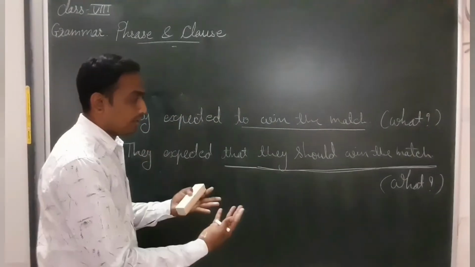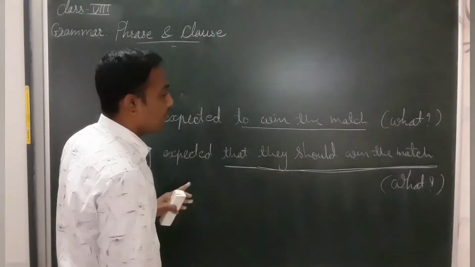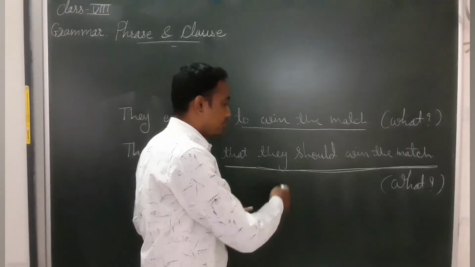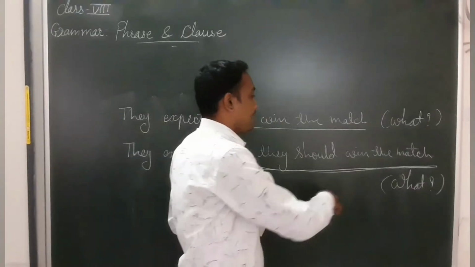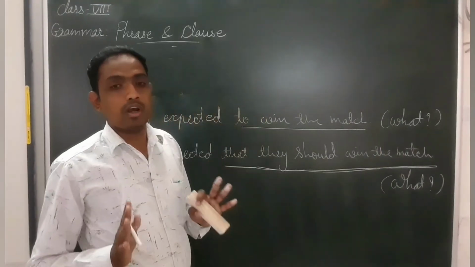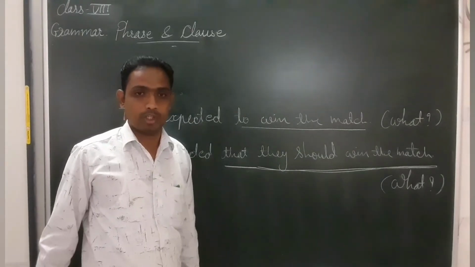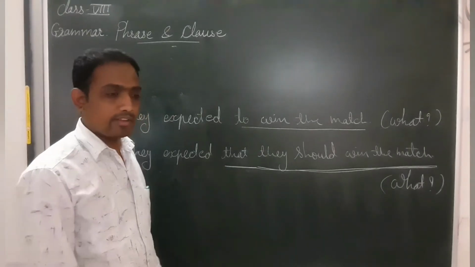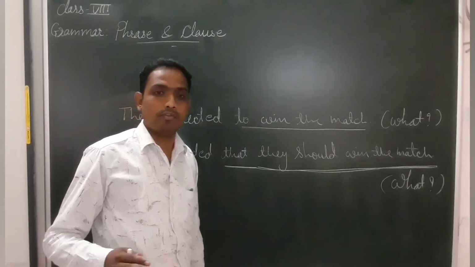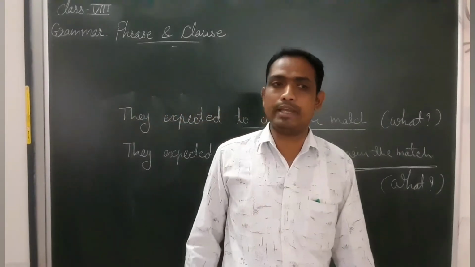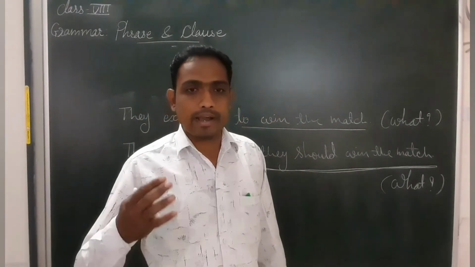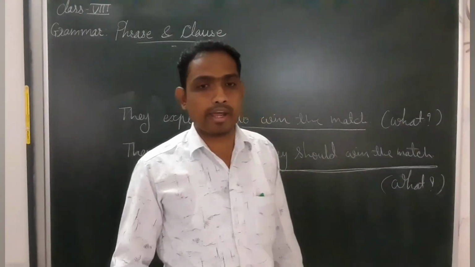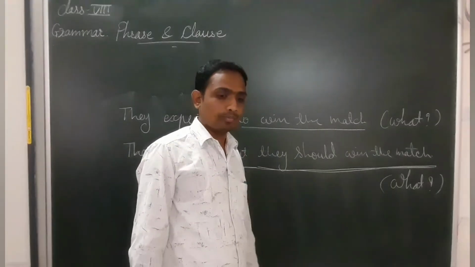They expected. What did they expect? That they should win the match. It works as a noun. It has its own subject and its own predicate, so it is a noun clause. Understand? So, in short, a group of words which has its own subject and its own predicate, and works as a noun, is known as a noun clause.